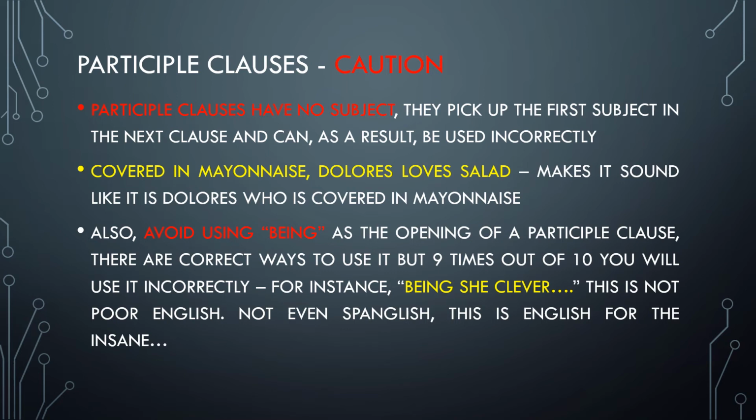Also, please avoid using being as the opening of a participle clause. There are correct ways to do it, but I guarantee, because of your 30 years of grammar in your own language, 9 times out of 10, you'll use it incorrectly. For instance, being she clever. This isn't just poor English. This isn't even Spanglish. This is English for the insane. You're using participle clauses to impress the reader, not to frighten them.